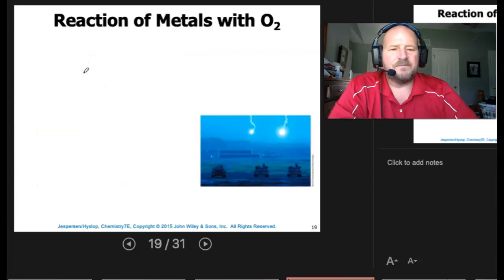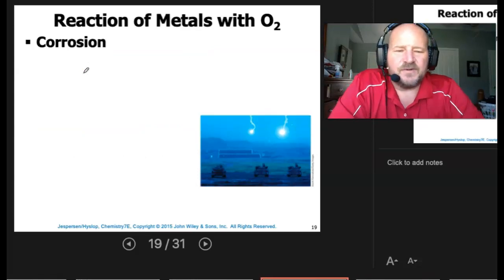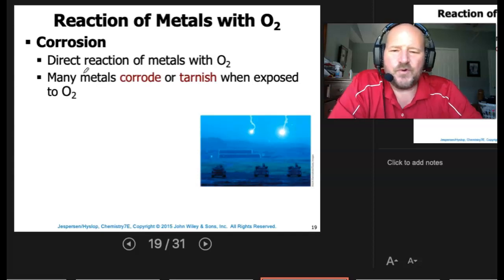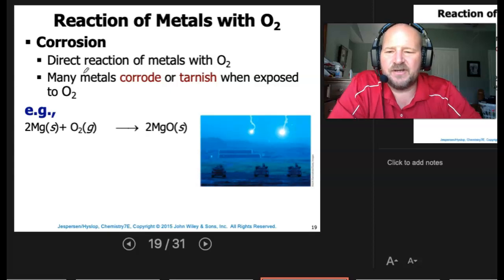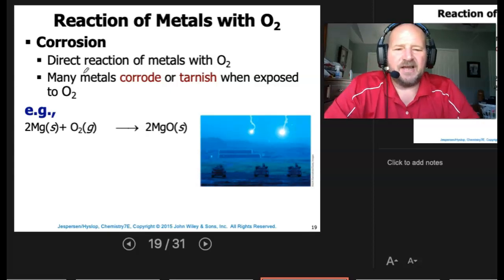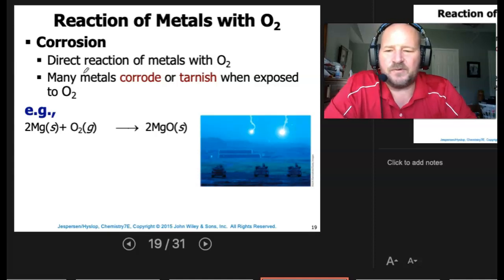All right. So reaction of metals with oxygen, and of course this is more or less corrosion or rust, if you want to think of it that way. The direct reaction of metals with O2. So many metals will corrode or tarnish, right? i.e. they'll rust when exposed to oxygen. So for instance, we did the magnesium reaction in lab, and I told you if you got one that looked kind of tarnished, you're going to have to rub it down with some steel wool.